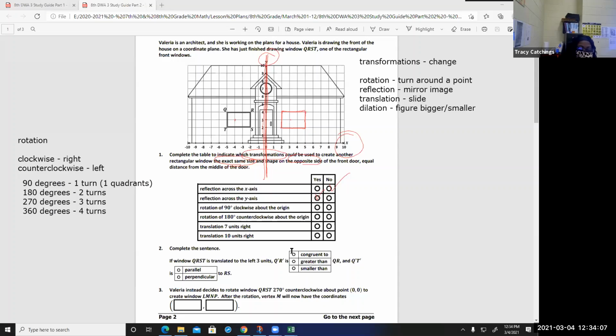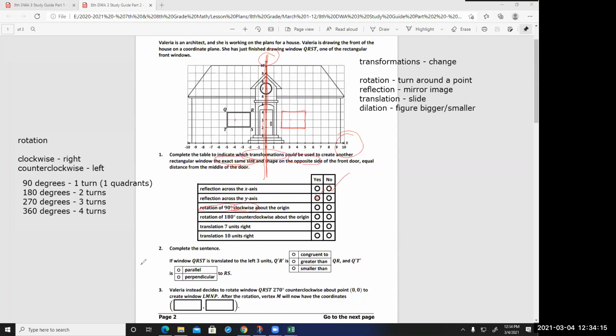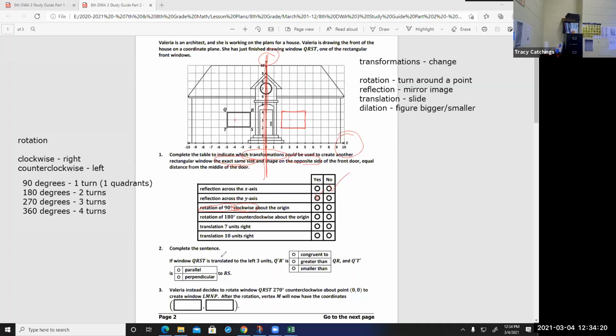The first one said rotate 90 degrees clockwise. Now we already said clockwise is which direction? To the right. 90 degrees will mean how many turns? 1. Rotation is also the one that I have a little sticky for, to make sure I see how it's moving. So if I'm over here and I move 1 to the right, would that be the same window? All right, I look like this. I turned 1 time. Nope.